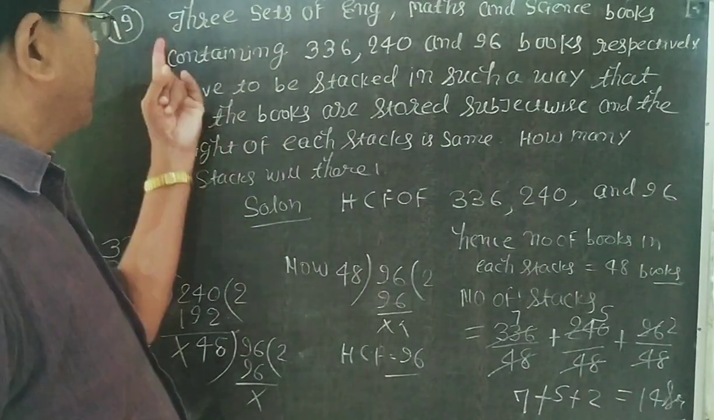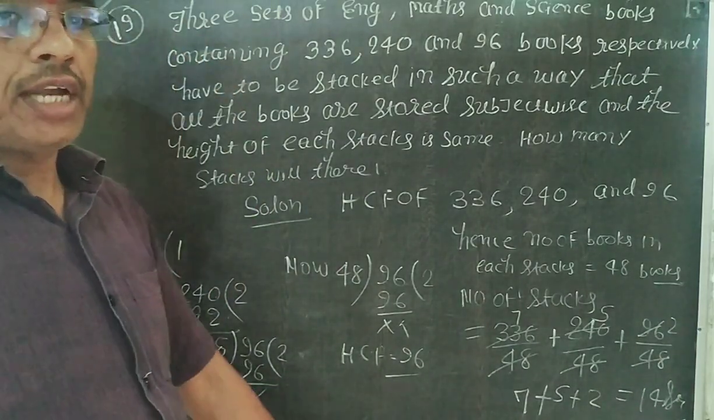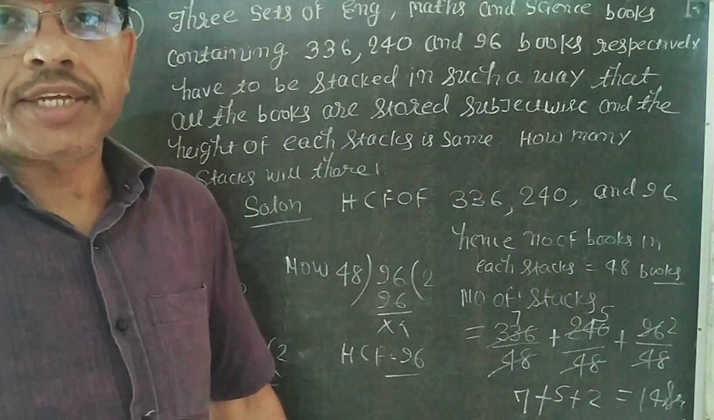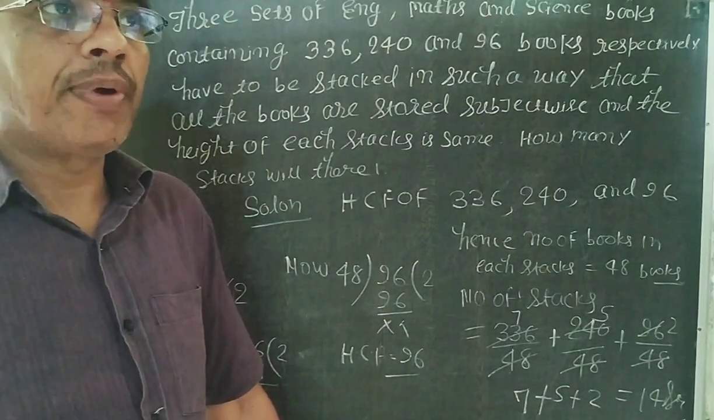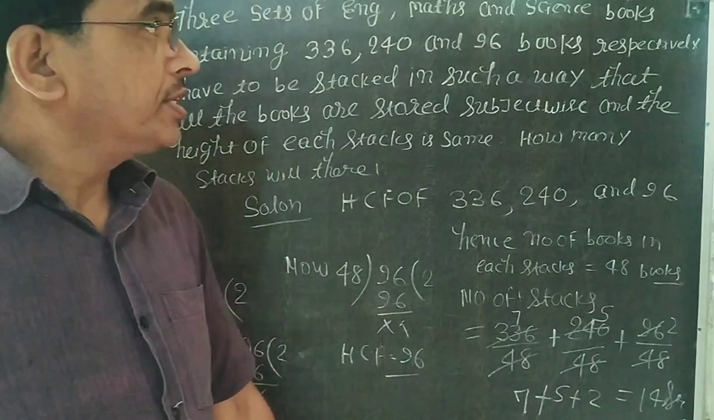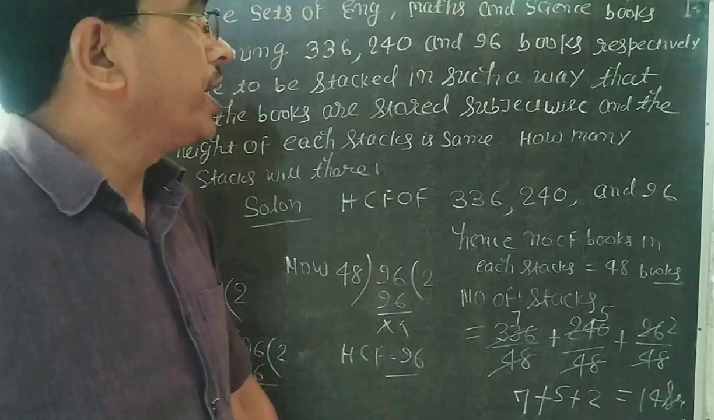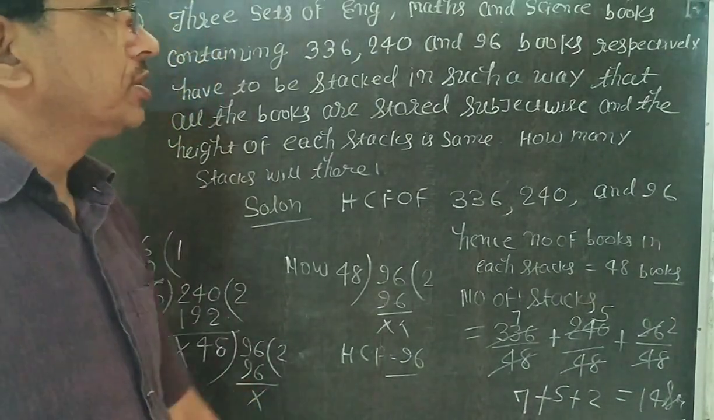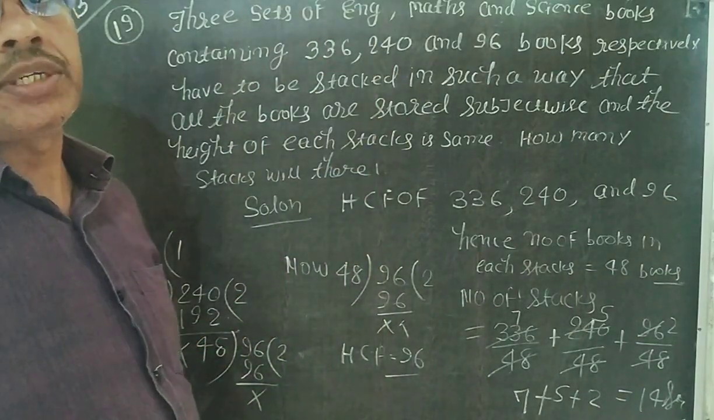Question number 19. This question is similar to the last examples of exercise 1B, like the Kaju Barfi and other sheets examples. Now it is related to books: the number of books in English, Maths and Science. So this question I also solve by the method of the last examples of this exercise.